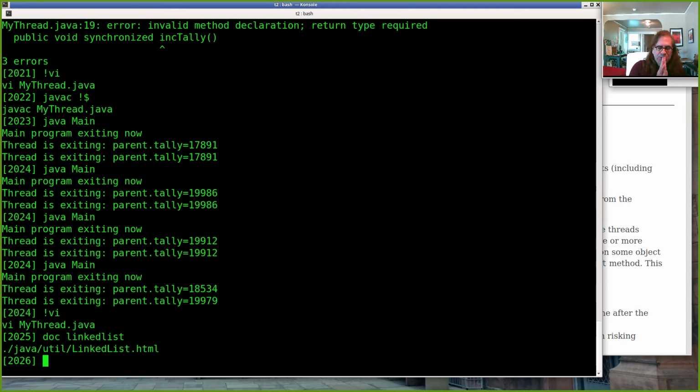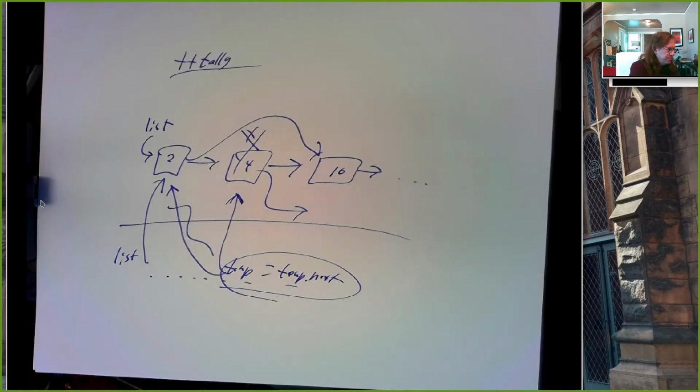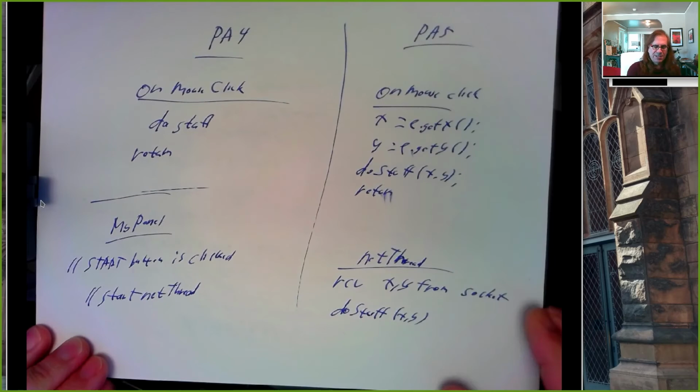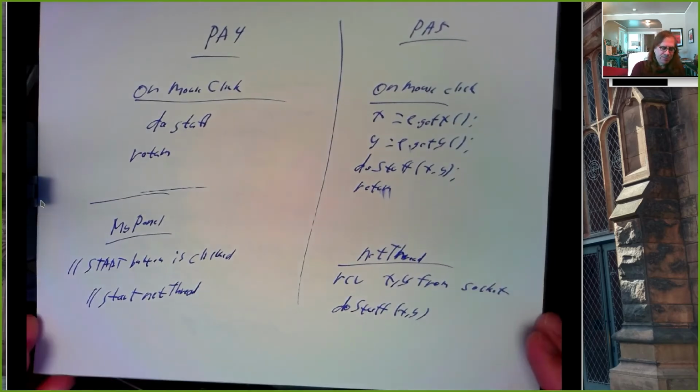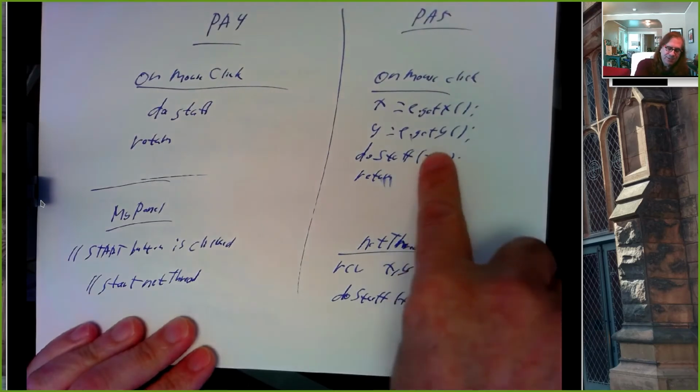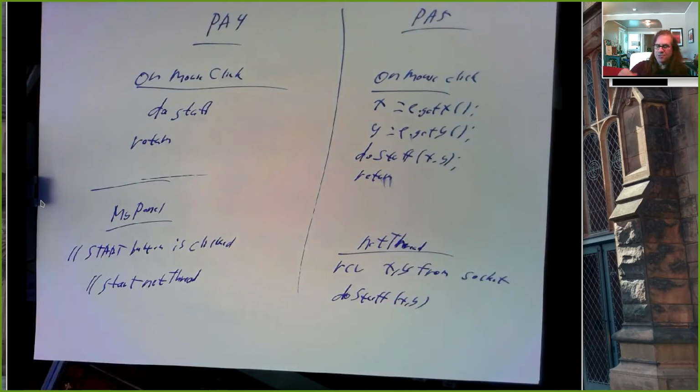And so again, in PA5, you have potentially two things that will be updating your board memory, right? So mouse clicks and your netThread. And if both of those run at the same time, can you get into trouble? Possibly, depending on how you're storing your information.